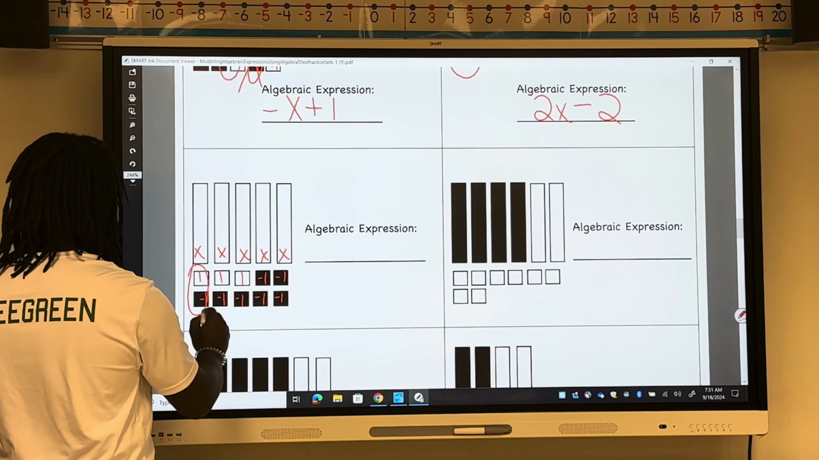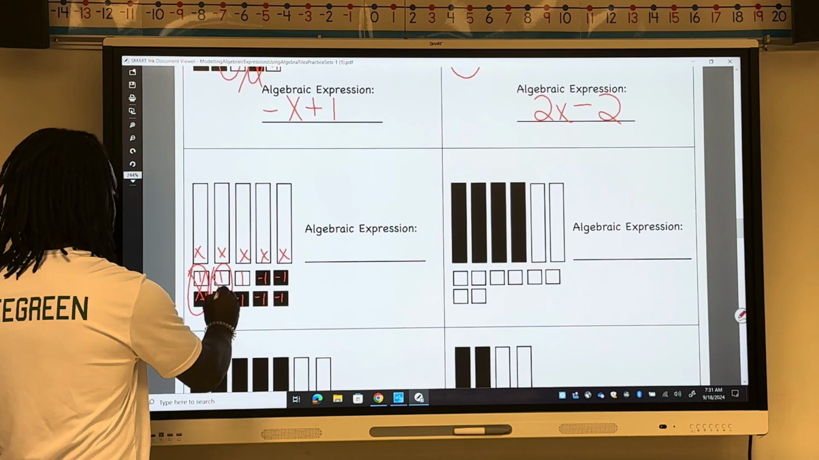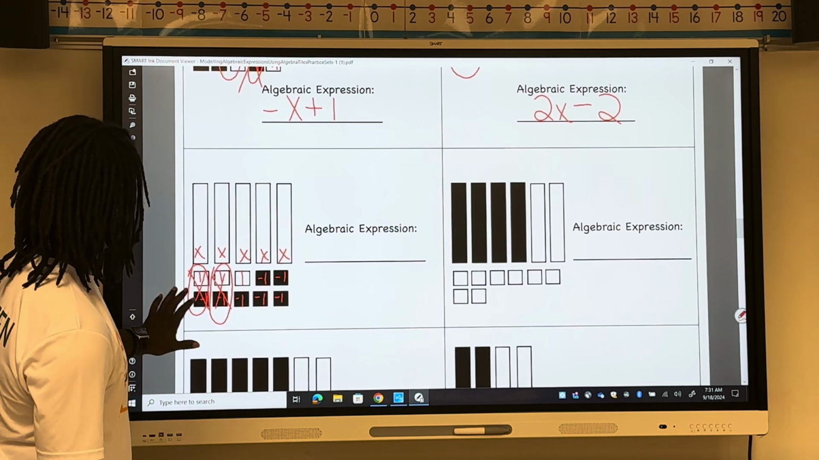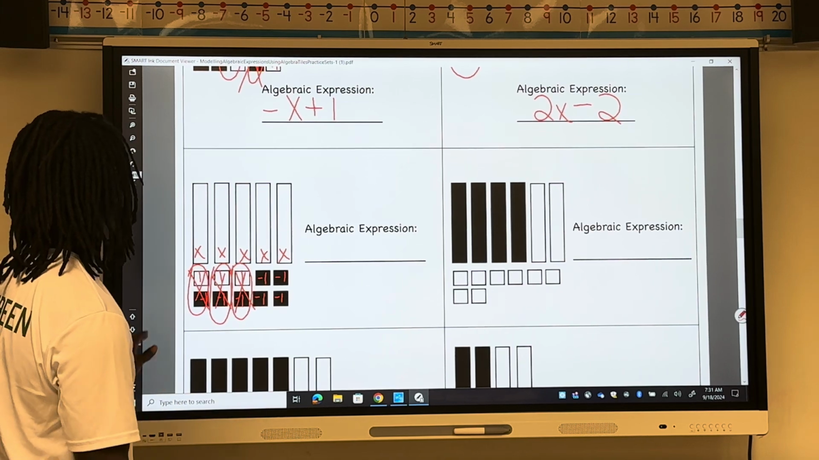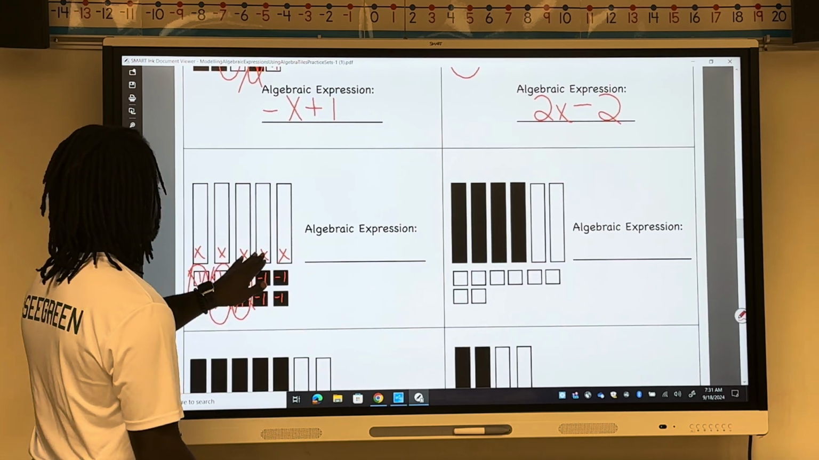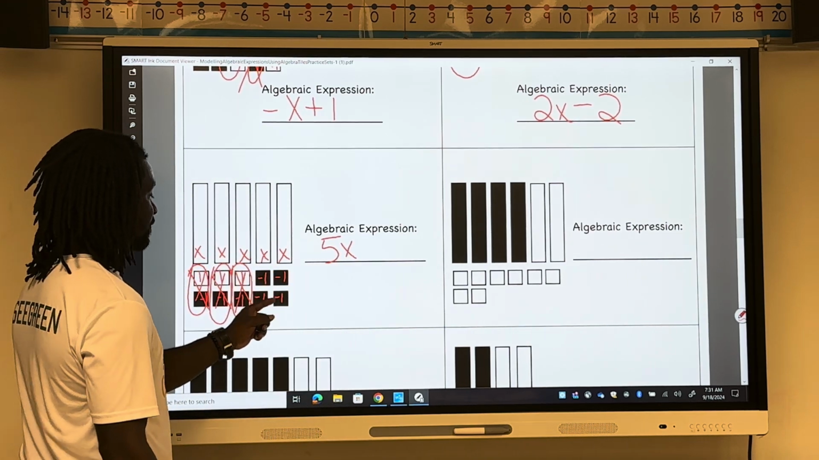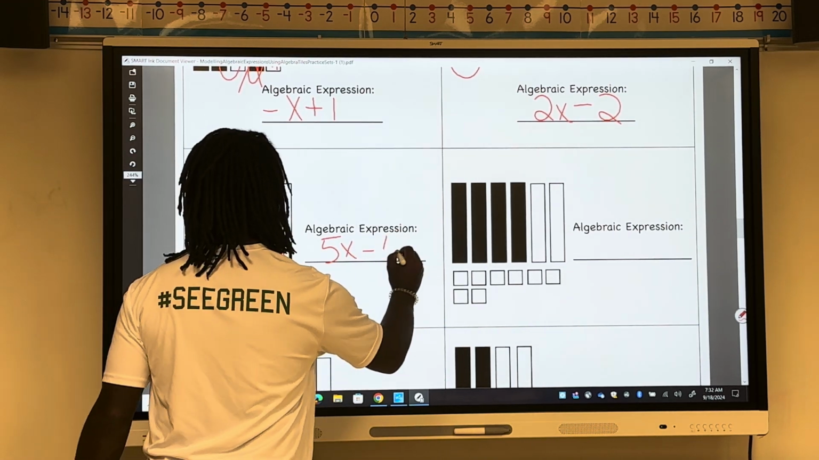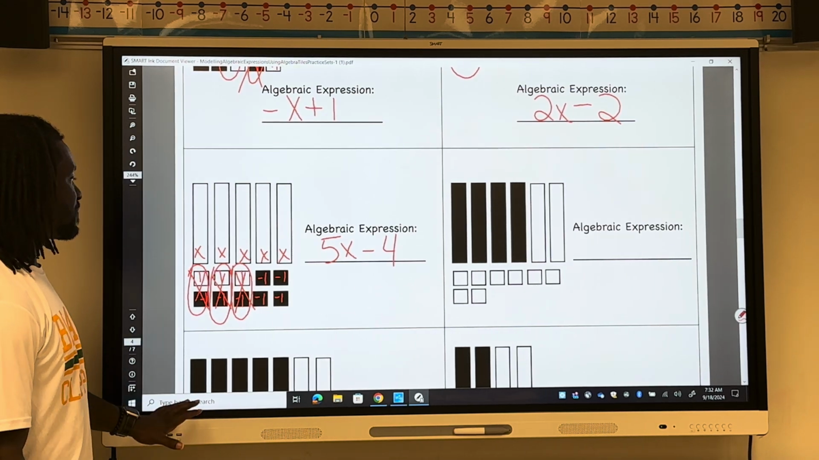So this right here is a zero pair. They cancel out. This is a zero pair. This cancels out. And so this is also a zero pair, and then those cancel out. And so now I'm left with 1, 2, 3, 4, 5 positive x's, and then 1, 2, 3, 4 negative 1s. Okay?